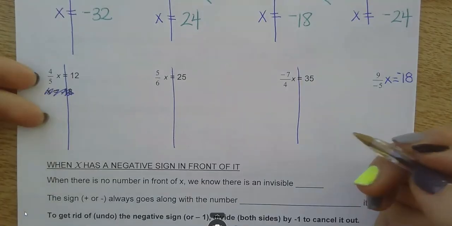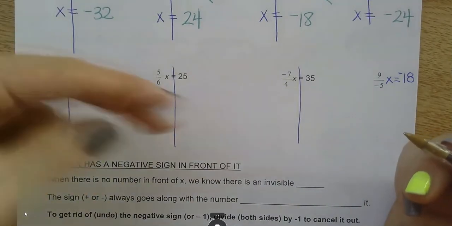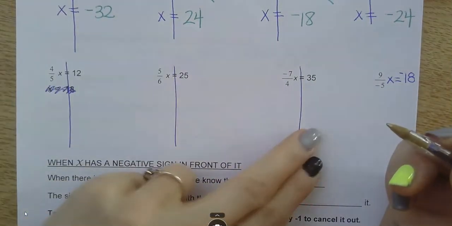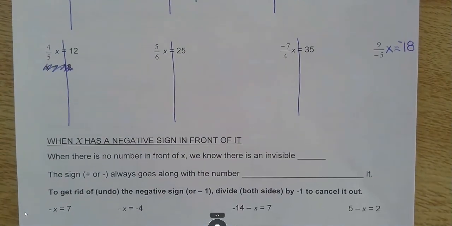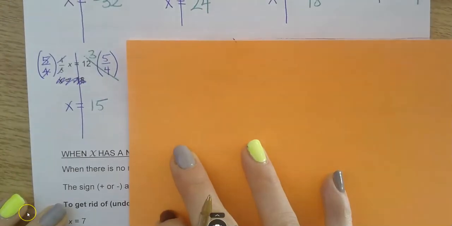Do these 3. So multiply by the reciprocal, multiply by the reciprocal, multiply by the reciprocal, and then use our strategy to cancel those out and see what you get. Pause here. Play when you're ready.